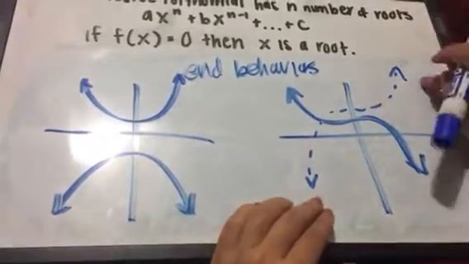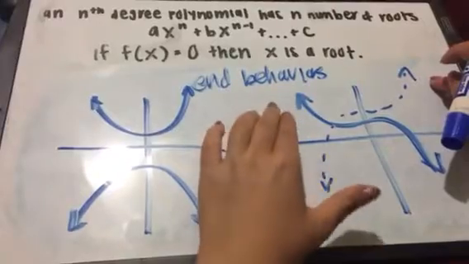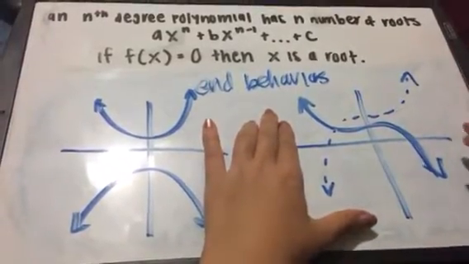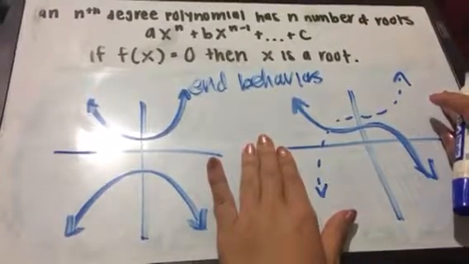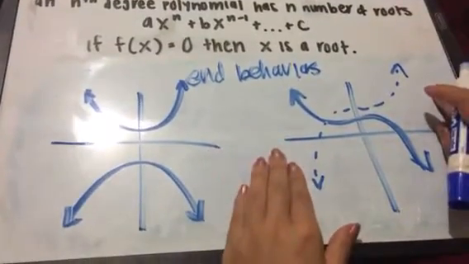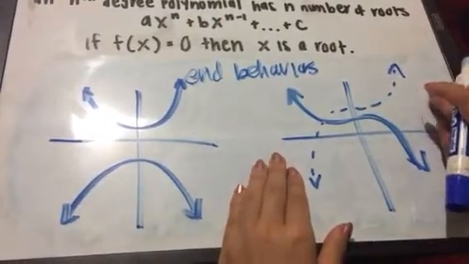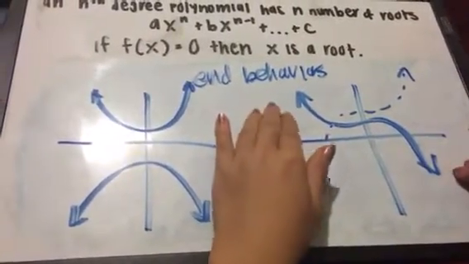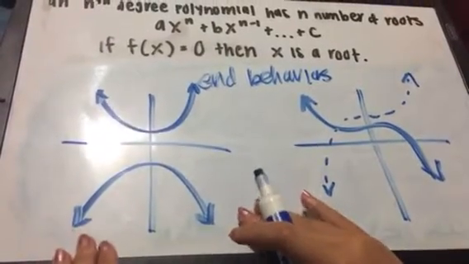It doesn't matter which way it starts with or which end behavior is on which side, whether the right side is positive or the right side is negative. It's the simple fact that an odd degree polynomial, an odd degree function, will always have opposite end behaviors, while an even degree polynomial will always have the same end behaviors.